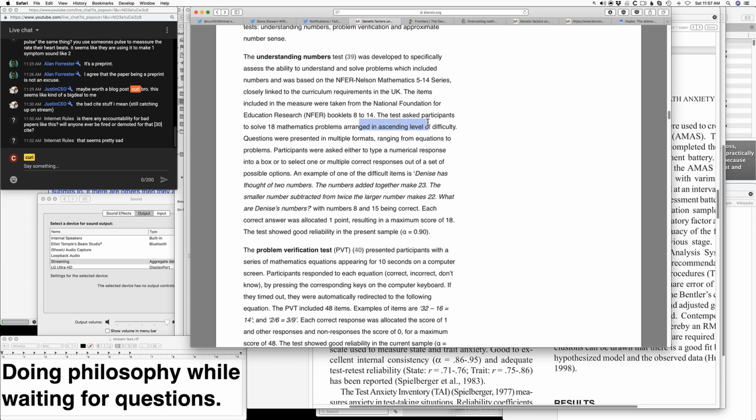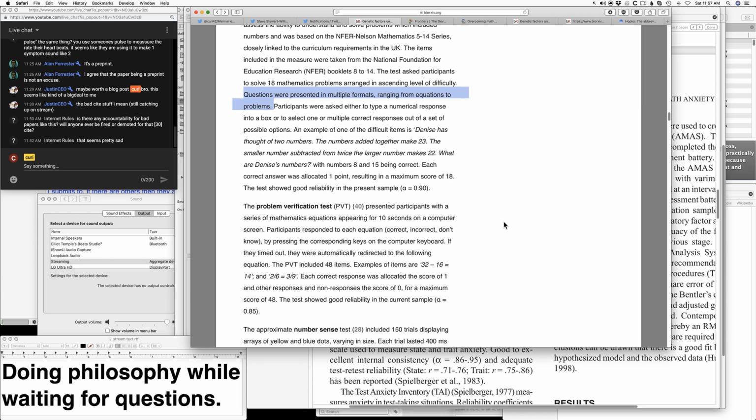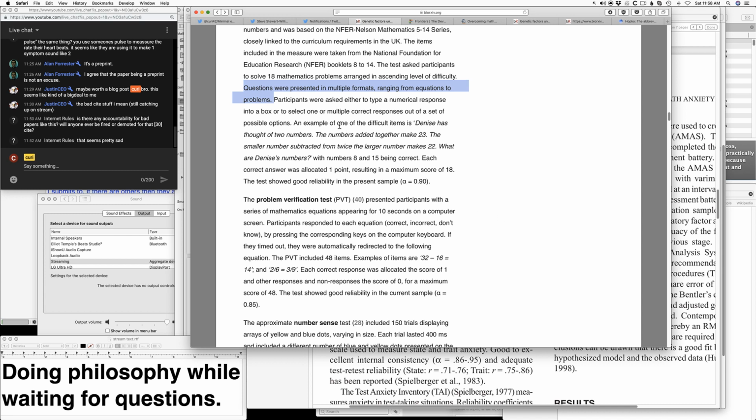18 math problems, ascending level of difficulty. Multiple formats, ranging from equations to problems. What does that mean? How do you range over math formats from equations to problems? What goes in the middle there? And what are problems even? Isn't an equation a type of problem? So this is incoherent, and again just shows they don't have attention to detail. They just can't really think coherently.